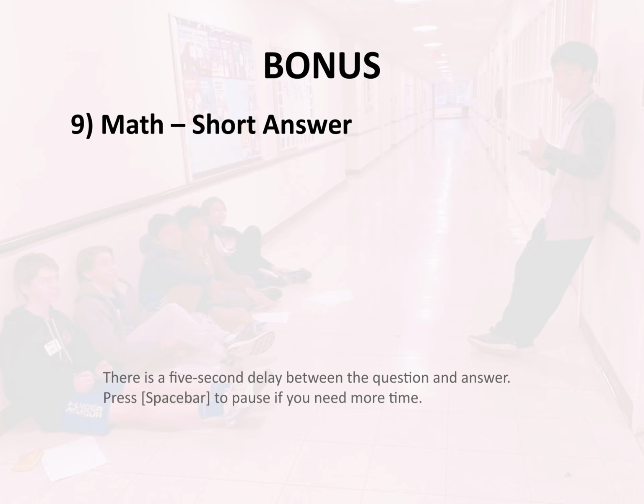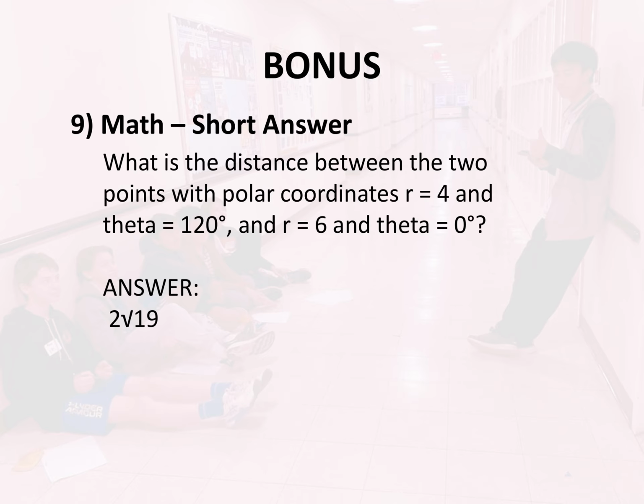Bonus 9. Math, short answer. What is the distance between the 2 points with polar coordinates r equals 4 and theta equals 120 degrees, and r equals 6 and theta equals 0 degrees? Answer: 2 root 19.